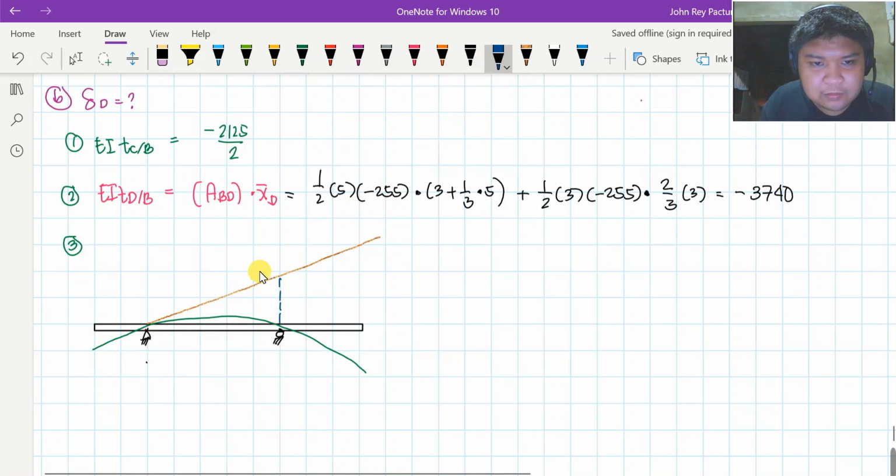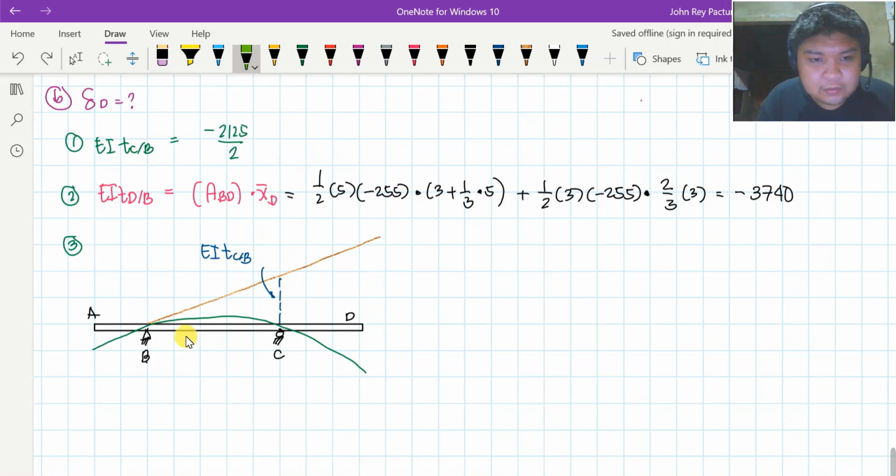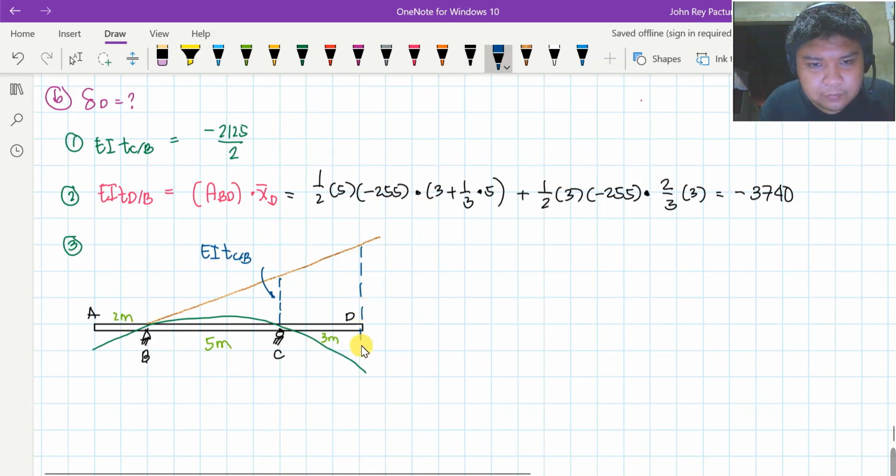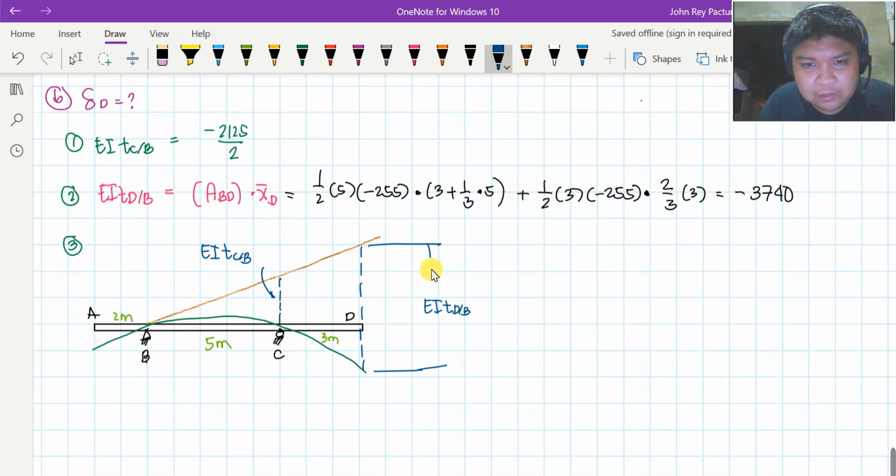And of course, ito yung ating slope. So, therefore, this will be EI, deviation of C with respect to B. I forgot to place the points, no? A, B, C, and D. On the other hand, no, the distances as well, 5 meters dito. So, 2 meters pala, 5 meters, and 3 meters. Might as well, automatic nga ito, yung ating EI, deviation ng D with respect sa B. Ang concern natin is itong deflection, EI deflection at D.